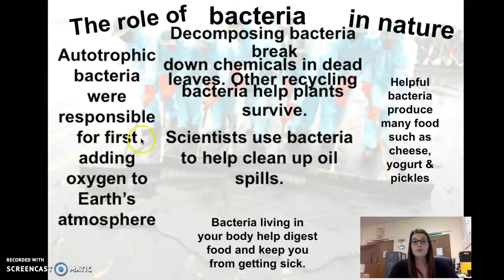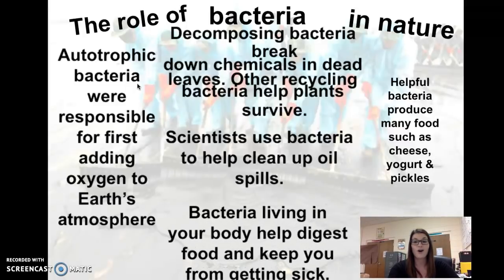Another way that bacteria are super helpful: autotrophic bacteria, which means they make their own food, were actually responsible for adding oxygen to the Earth's atmosphere. We're going to talk about this again way at the end in our evolution and Earth history units. But yes, bacteria were autotrophic, making their own food, releasing oxygen, and that's part of the way that our atmosphere got full of oxygen.